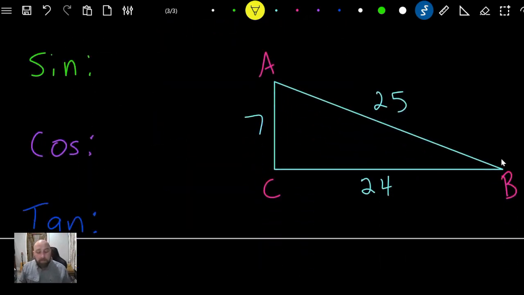So if you can remember SOHCAHTOA, then you can remember the trigonometric functions there. Okay? Now, how do these work? So what we have here is we have a triangle, right? It's a right triangle. Here's our right angle down here.